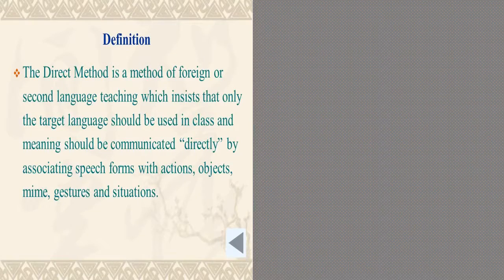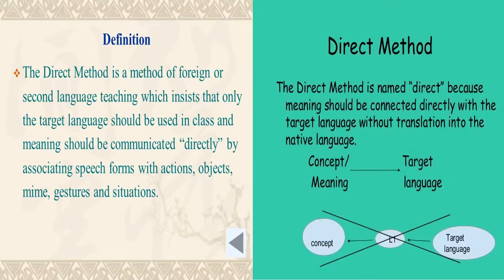Definition. The direct method is a method of foreign or second language teaching which insists that only the target language should be used in class and meaning should be communicated directly by associating speech forms with actions, objects, mime, gestures, and situations. The direct method is named direct because meaning should be connected directly with the target language without translation into the native language. So concept or meaning is in the target language. There is no L1, no translation in the class.